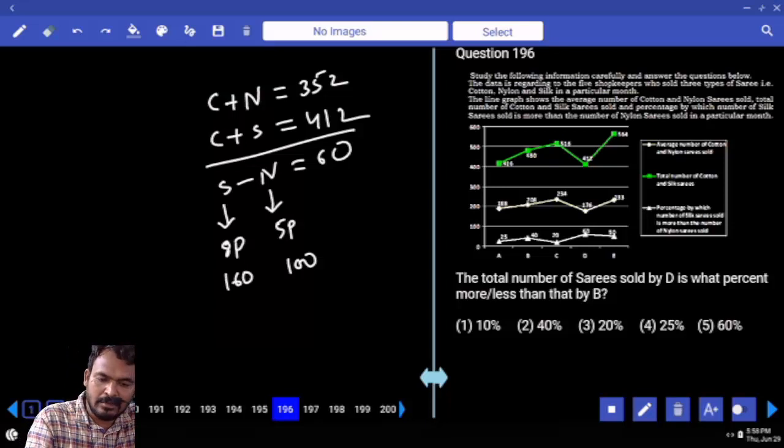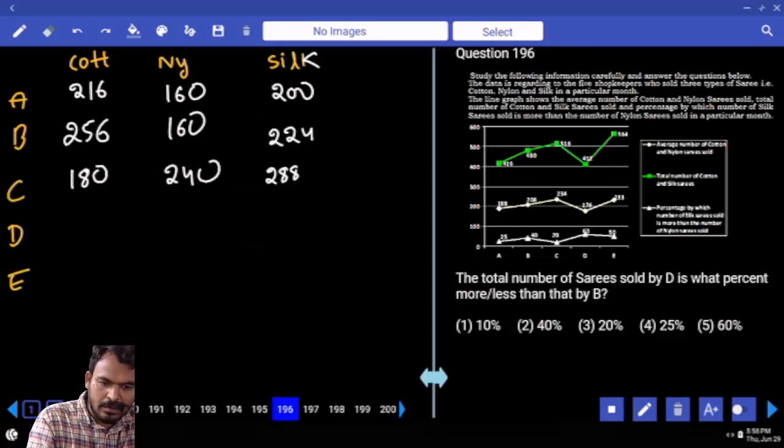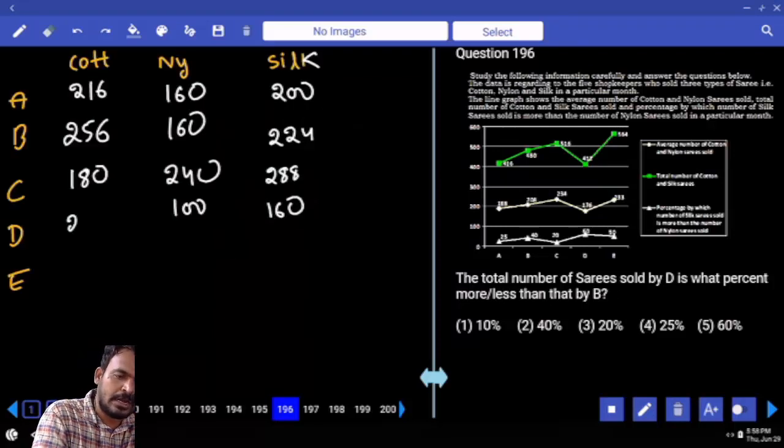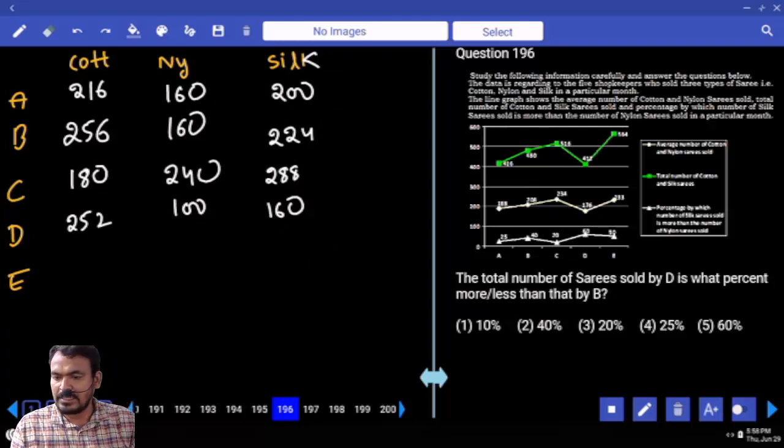What is the nylon value? Nylon is 100. Silk is 160. And what is the together value of cotton plus nylon? 352. In that, nylon is already 100, which means the remaining 252 is cotton. Okay. Next, what is the last one?